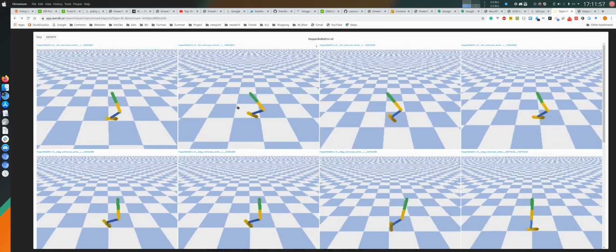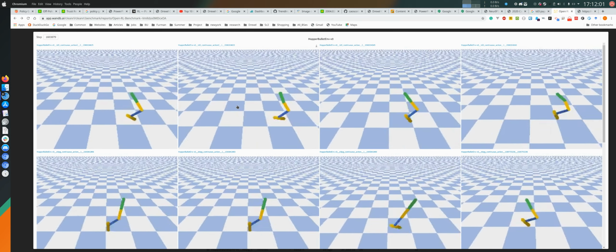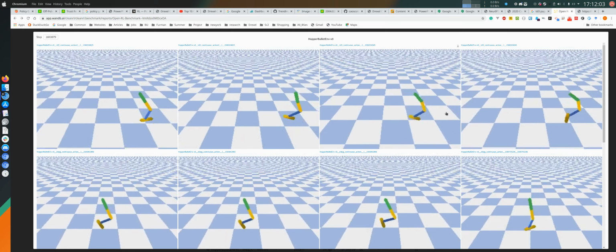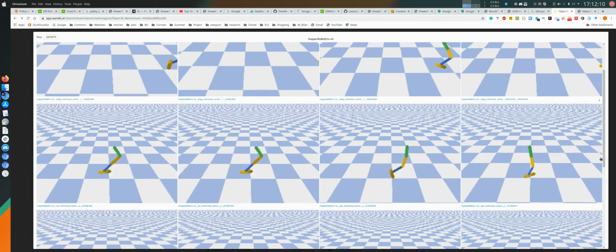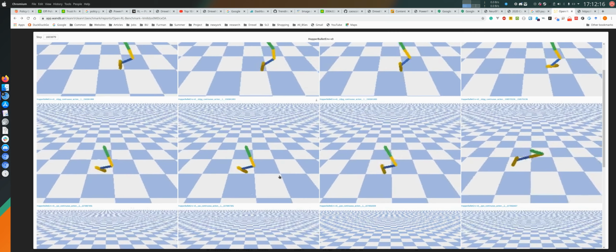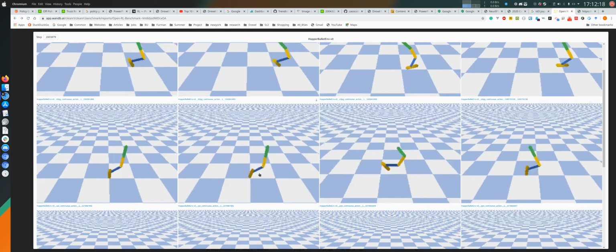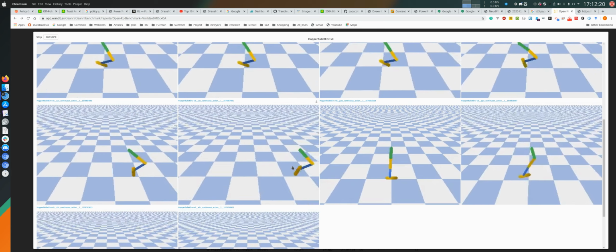So these two on the top left are TD3, and they're performing very well. And then on the right are also TD3, also performing very well. And then these four are DDPG. The second row is DDPG, and they're not performing very well. After a few steps, it seemed to just kind of fall over.